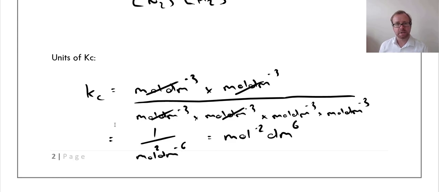dm6. Again, pretty simple, but it does depend on the number of reactants and products you have in your Kc expression. Okay, so just have a practice looking at the units for different Kc expressions.